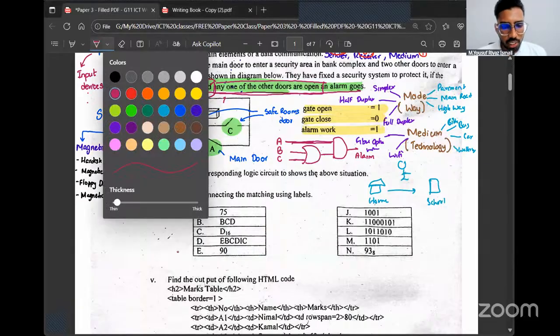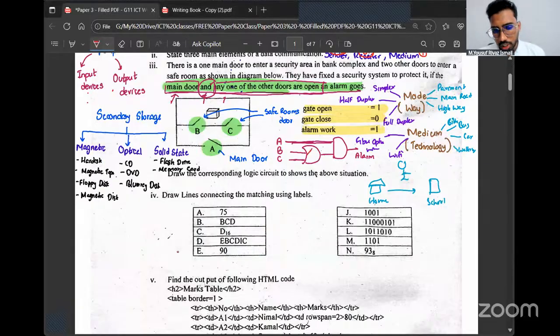If you had connected B and C to the OR gate, put 1 mark here. If you had connected A and the output of B and C, that is A and B plus C, to the AND gate, put 1 mark there. Again, A, B, C all have to be labeled, otherwise you don't get the marks. So that's how the marks are broken down here. Again, if there are any questions, drop them in the chat.